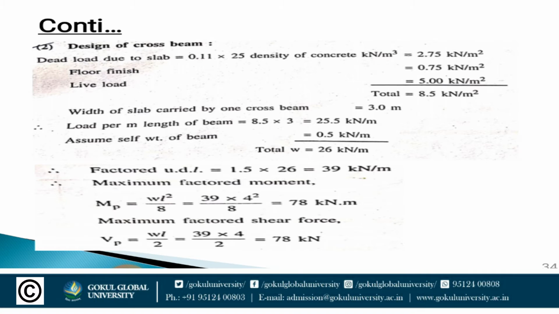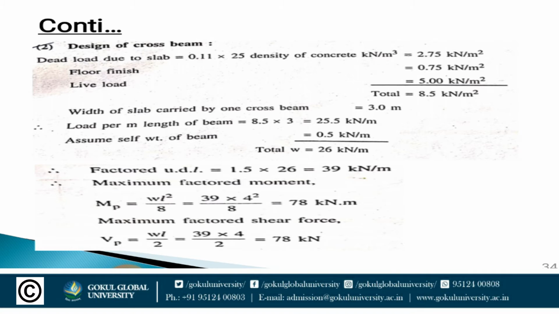Then two loads we are given in the example, floor finish and live load. So total summation is equal to 8.5 kilonewton per meter square. Then the width of carriage, one cross beam, is equal to 3 meters. So load per length of the beam is equal to 25.5 kilonewton per meter. We assume the self weight of the section is 0.5 and total weight is equal to 26 kilonewton per meter.